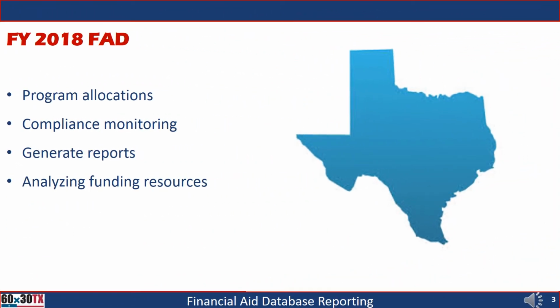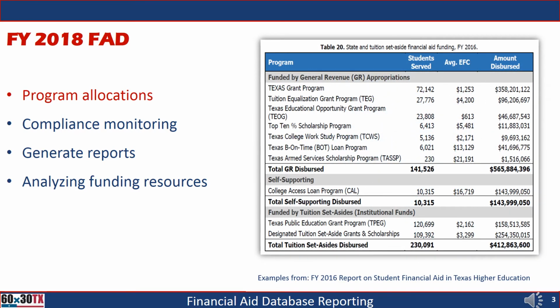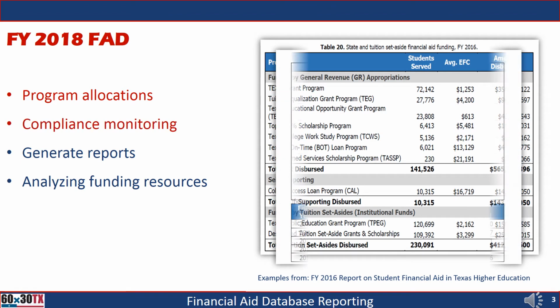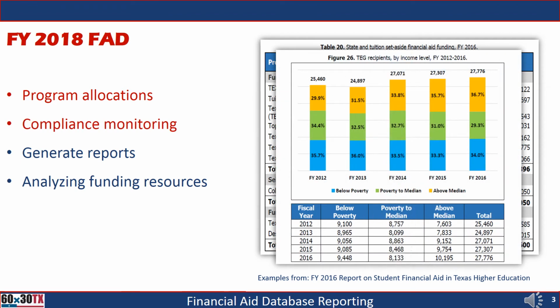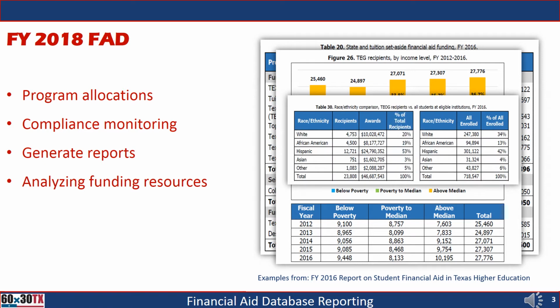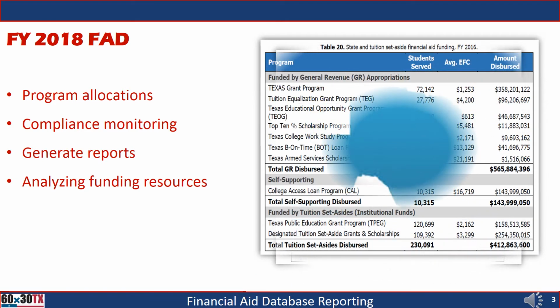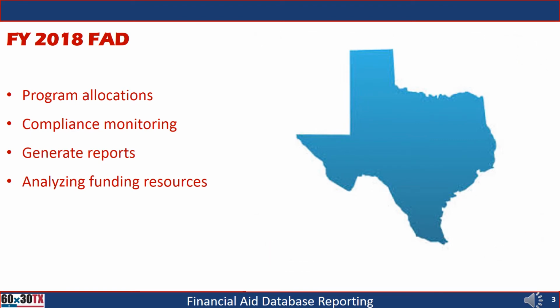The purpose of the Financial Aid Database Report is to collect data that is used by the Texas Higher Education Coordinating Board to determine state aid program allocations, conduct compliance monitoring, and generate additional statewide and institutional reports. The FADS provides the state with a means of measuring and analyzing funding resources available to students attending public and private independent institutions in Texas.